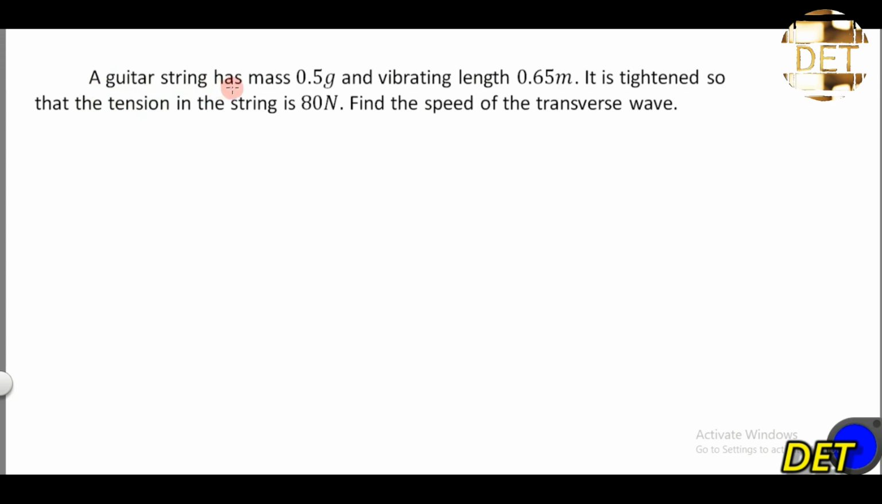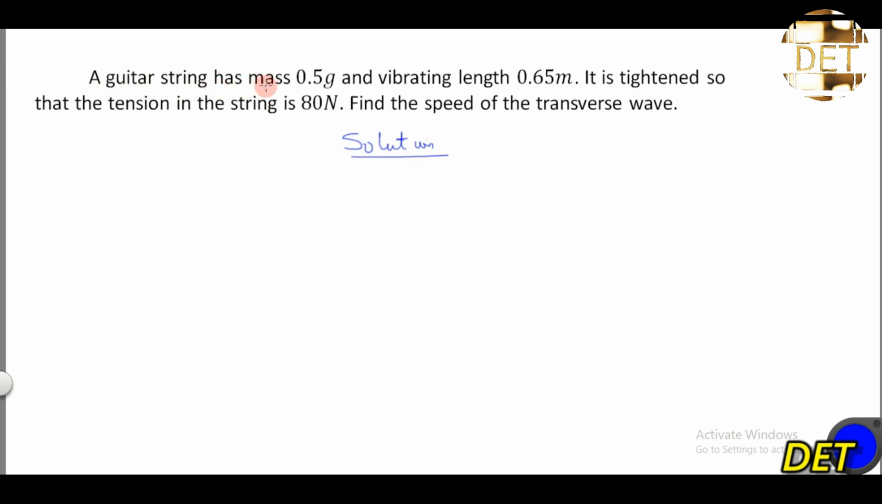A guitar string has a mass of 0.5 gram and vibrating length 0.65 meters. It is tightened so that the tension on the string is 80 Newton. Find the speed of the transverse wave. So the first thing I would want to do is to fish out the parameters.